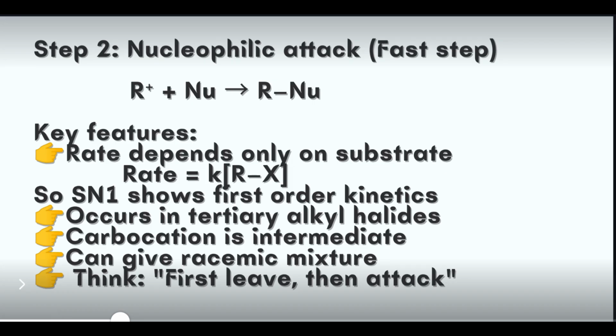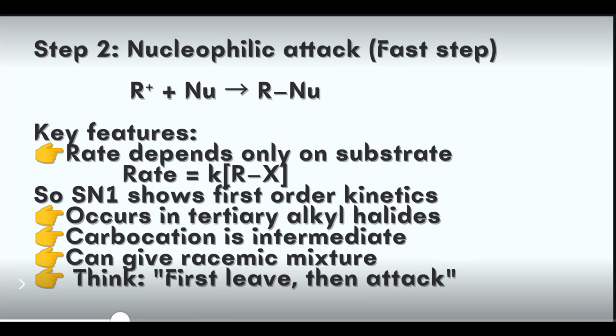In step 2, nucleophilic attack takes place. R plus, the carbocation intermediate, plus nucleophile gives R-Nu. This is the nucleophilic attack reaction, the second step of the SN1 reaction. What are the key features of SN1 reactions? The rate depends only on the substrate. Rate is equal to k times [RX]. So SN1 shows first order kinetics.